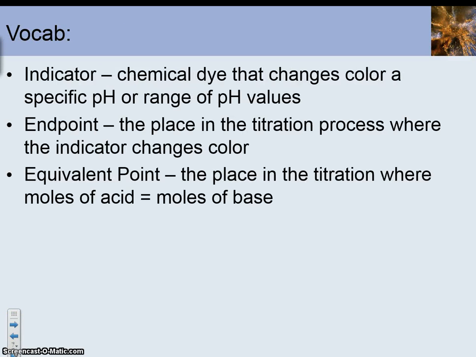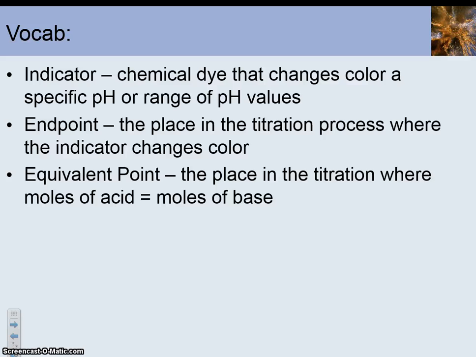And titrations use things called indicators. These are basically small amounts of chemicals that change color at specific pH ranges or pH values. So you might be familiar with litmus paper. I think you might have used that in biology or middle school. An endpoint is the place in the titration where the indicator changes color.